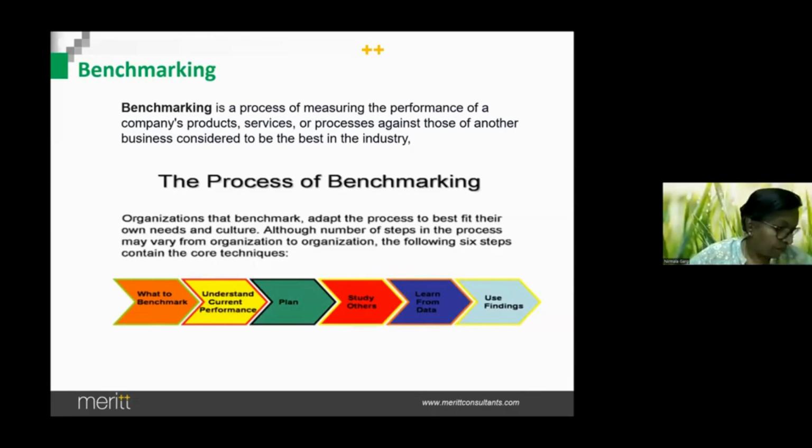Okay. So typically, it is a very, very simple 6-step process. You have to decide on what you want to benchmark. Then understand the entire current performance of that. Then you have to plan in terms of studying others. You have to identify with whom you want to benchmark. Then get the data and then use the findings. A very simple process of benchmarking.